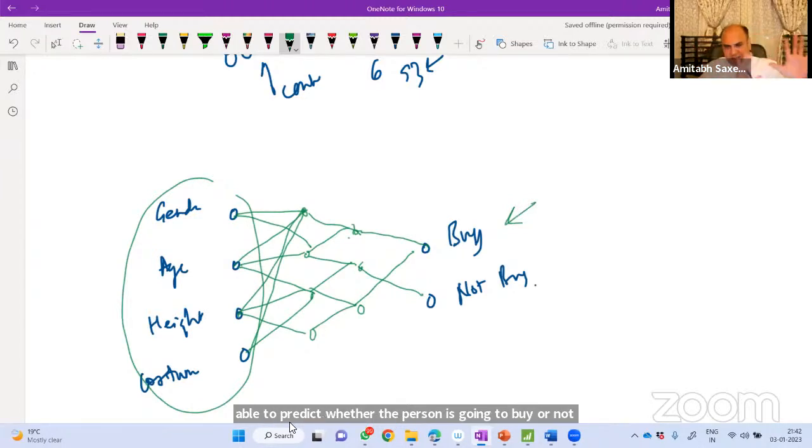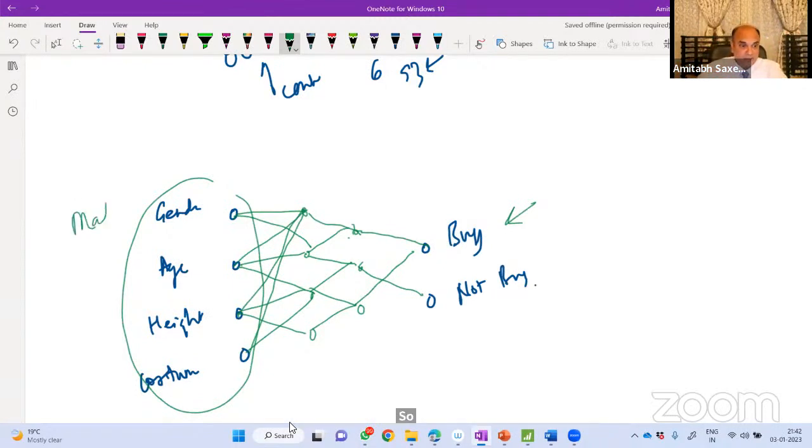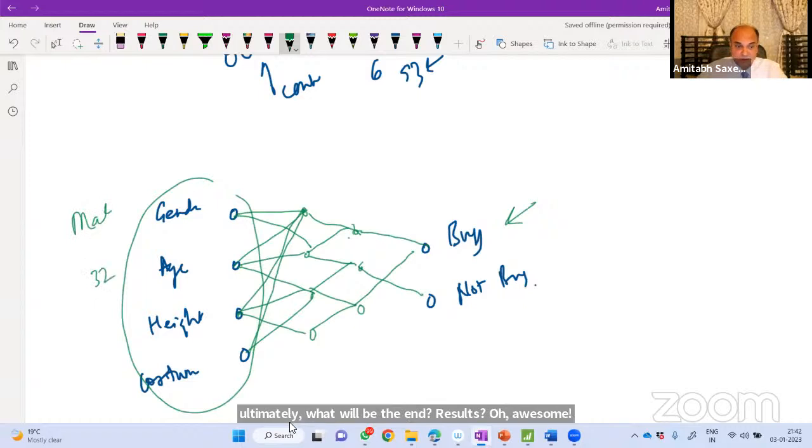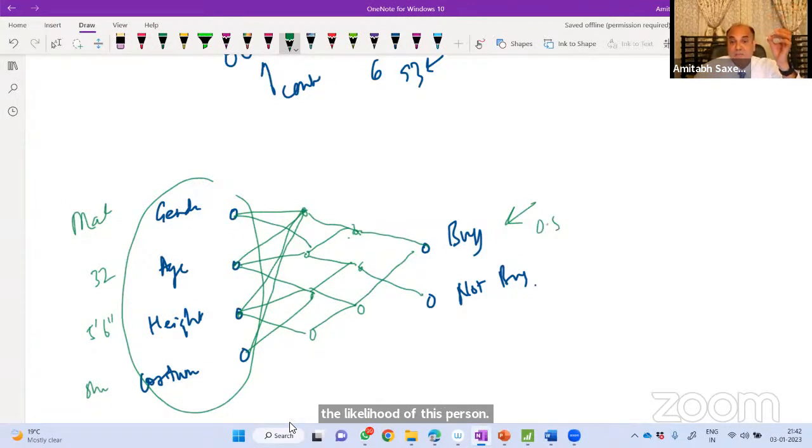So ultimately, what will be the end result? A person who's a male at the age of 32 with a height of 5 feet 6 inches, and wearing, let's say, a shirt and trouser, that's a costume. I can predict based on the previous data that the likelihood of this person buying from my shop is 0.8. It means 0 to 1, the likelihood or probability is always between 0 and 1.